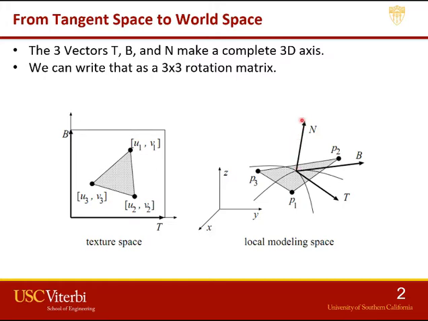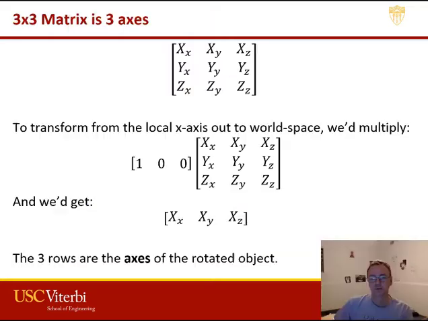We have the normal vector, the tangent vector, and the binormal. And these are 3 vectors in the local model space that we have for each vertex. Now these 3 vectors are unit vectors and they are mutually perpendicular, so that makes an axis system, an x, y, z axis system. And we can write that as a 3x3 rotation matrix.